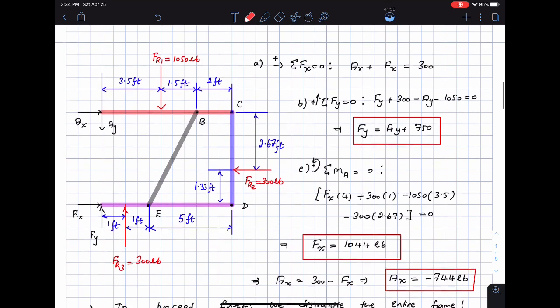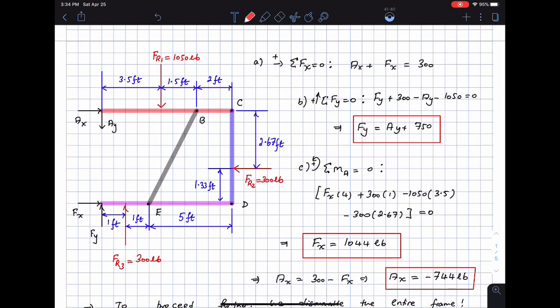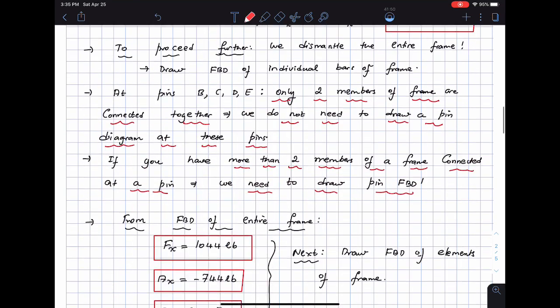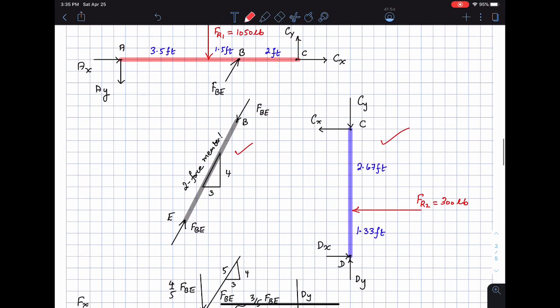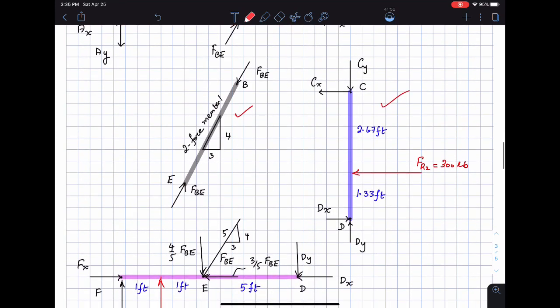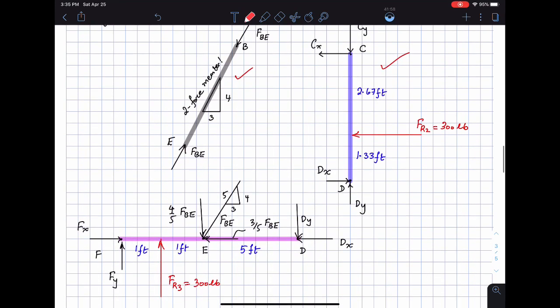We sum forces, we sum moments, and we find out Ax and Fx. We have a relationship between 2 of the other unknowns, which I can make use of later. And then my next step is to take this free body diagram and completely dismantle it. If I do the dismantling, I have the bar ABC, I have the bar BE, I have the bar CD, then I have the bar FED.